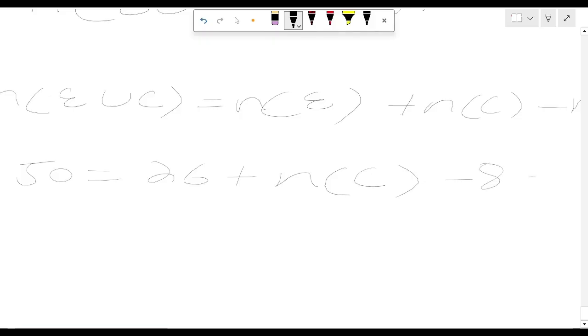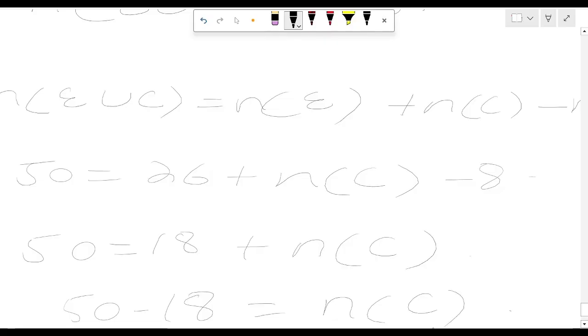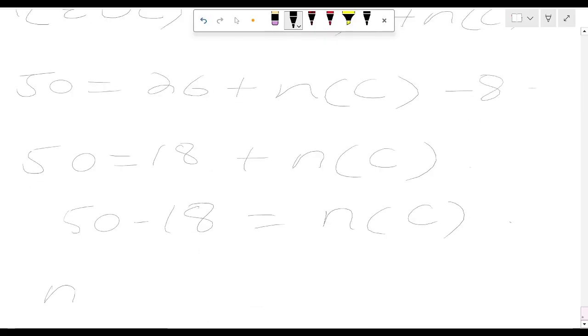Okay, so 26 subtracted from 8 is 18. So 50 is equal to 18 added with n of Chinese. So when 18 is subtracted from 50, we will get our result. So n of Chinese is equal to 32. So this is our answer.